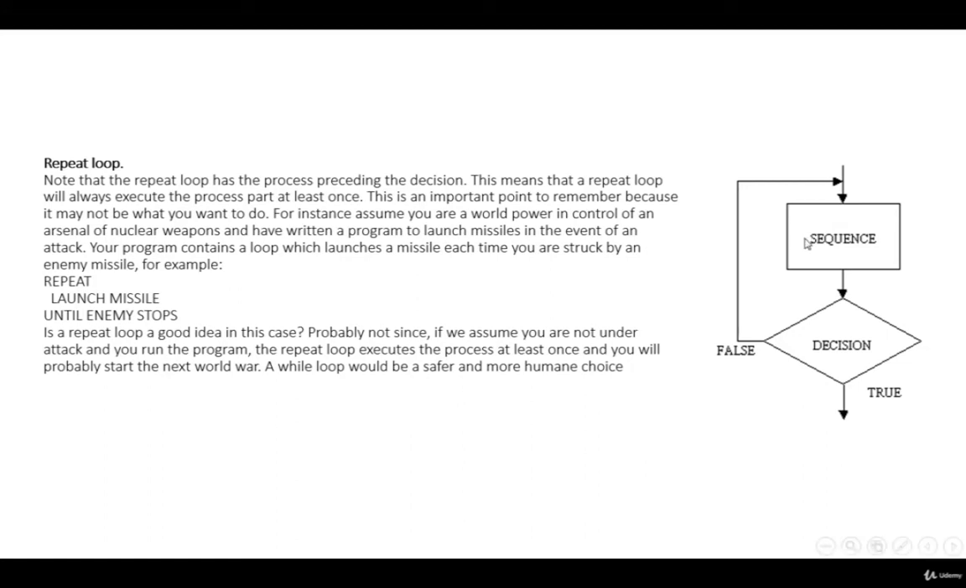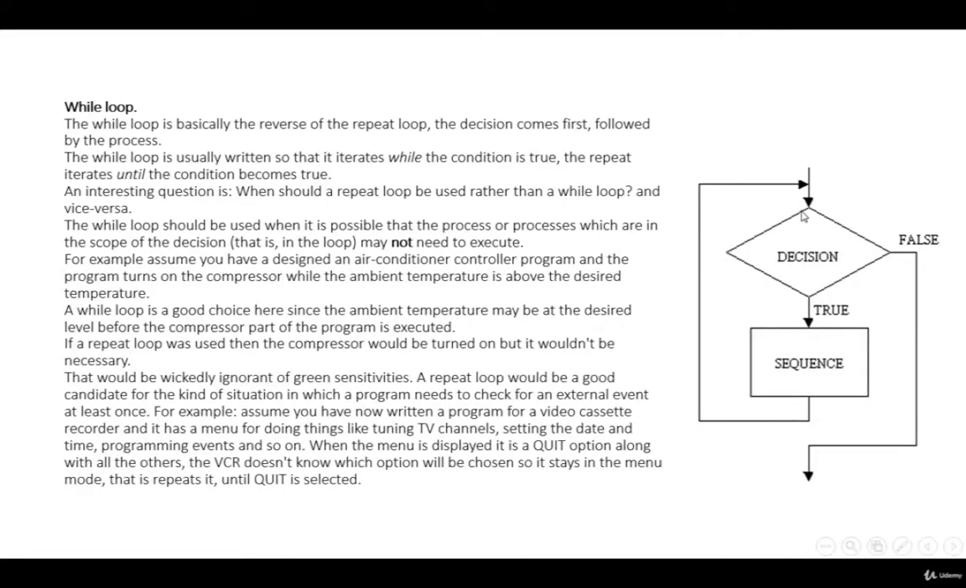The repeat loop, as seen here, is very simple. It is a sequence, then go to decision; if false, return to the sequence again; if true, exit the loop. In the while loop, the decision is first. If the decision is false, it exits the loop. If the decision is true, go to the sequence and again, so in the repeat loop the sequence runs at least one time.